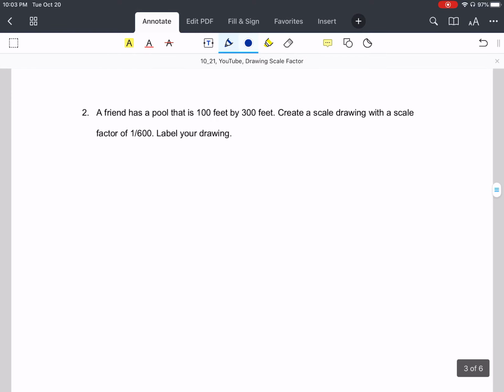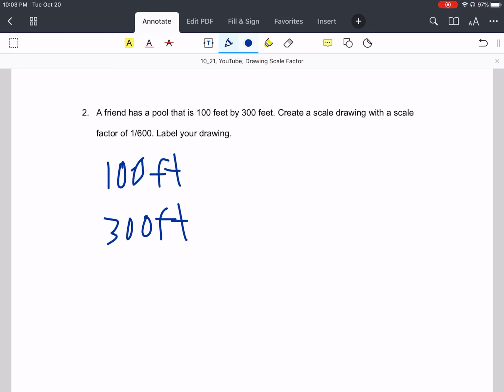Question 2. A friend has a pool that is 100 feet by 300 feet. Create a scale drawing with a scale factor of 1/600th. So we start with 100 feet and 300 feet. We are multiplying both of those by 1/600. Because there's no way we want to draw a picture that is 100 feet by 300 feet. So this will give us 1/6 of a foot. And we can say that is 2 inches.